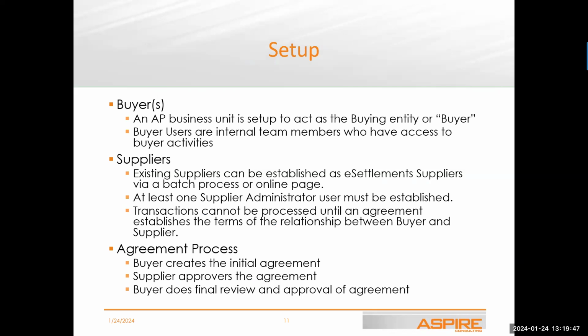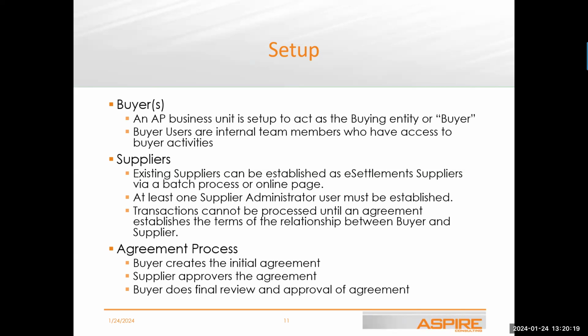Continuing on through setup. I'm not going to go into too much detail here, but just some understanding of some criteria. When you get this set up and stood up, some of the configuration goes into creating the buyers. So an AP business unit is set up as your buying entity. When you see buyer on these screens, it's not a person. It's not one of your actual users that's buying stuff. It's actually just the business unit. Buyer users, on the other hand, are your internal team members that have access to perform those buying activities, and they will be registered under their buyer business unit.